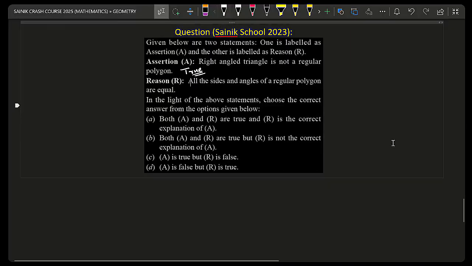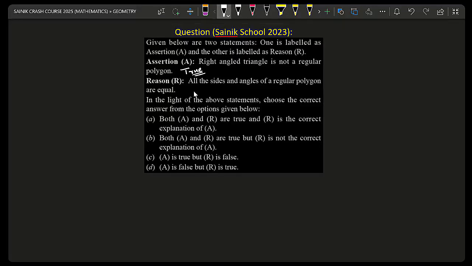Daksh, can you read the reason statement? All the sides and angles of regular polygons are equal. What do you think? Is it true or false? True. All the sides and angles of a regular polygon are equal. That is true because it is from the definition of a regular polygon only. So we got assertion true and reason true.